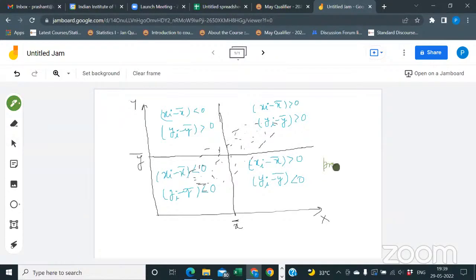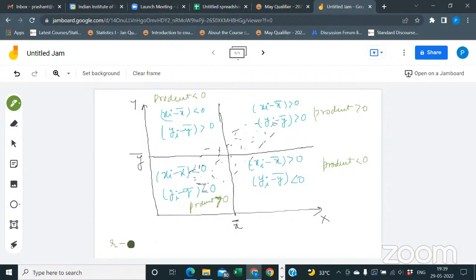Now, can you tell me the product of these two will be what? Negative. The product will be less than 0. Yes. For this region the product will be positive, greater than 0, because the product of two negative things is positive. And for the other region the product will be less than 0.